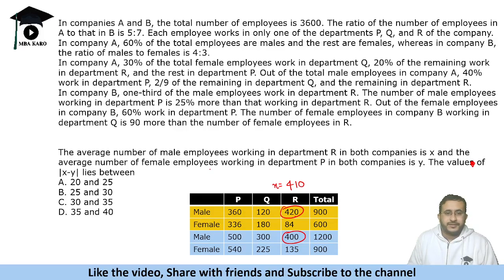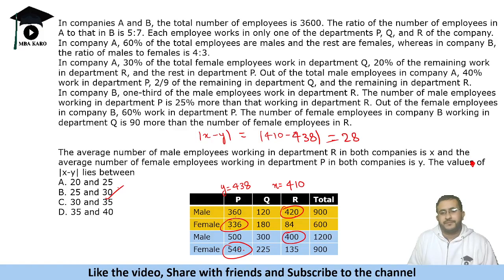And female employees in P is 876. Y will be 438. So X minus Y we need to find. So this is 410 minus 438. You will get it as 28. So 28 lies between 25 and 30. So that is the answer to it.